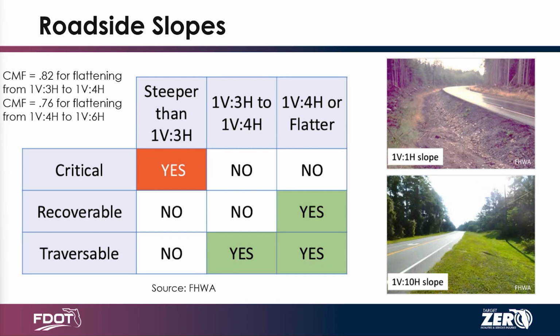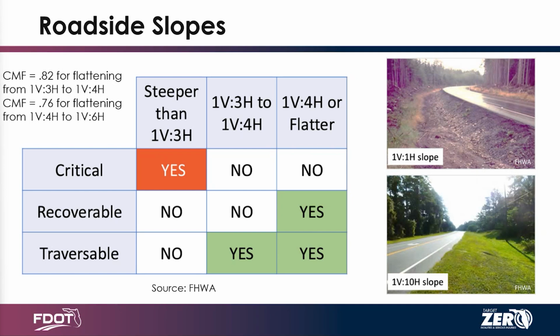And if you go from a 1:3 to a 1:4 slope, you have about 18% crash reduction for lane departure crashes. And going from a 1:4 to a 1:6 has a 24% crash reduction for lane departure crashes. So really thinking about that critical, recoverable, and transferable slope. We want to end up there in the green. Flattening that side slope can have a huge benefit.